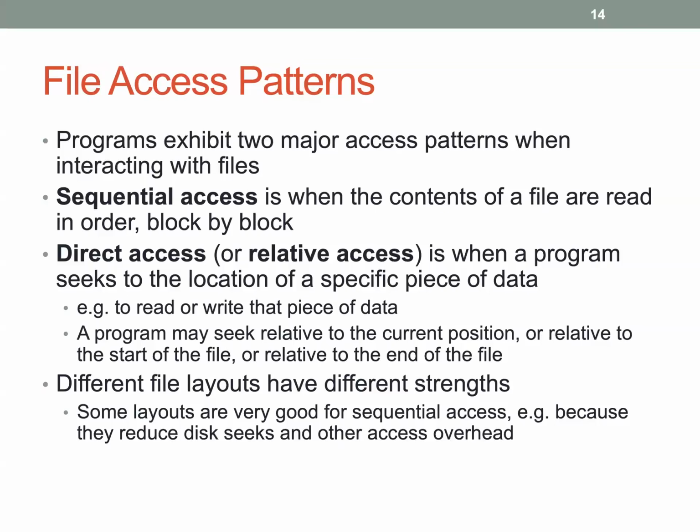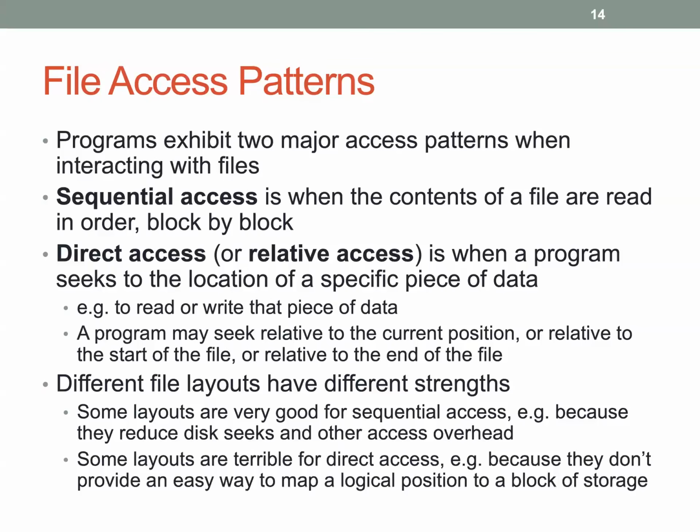Yeah, and so you'll have layouts that are very good for sequential access. It makes it very easy to chase through, but the problem is they're terrible at direct access, like just taking an arbitrary offset and figuring out what sector it corresponds to. Okay, some layouts are really good for direct access, and they may have other negative characteristics. So this is the challenge of designing a file system implementation, is figuring out the way of balancing both sequential access and direct access.